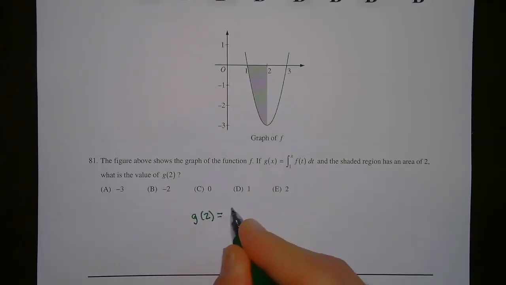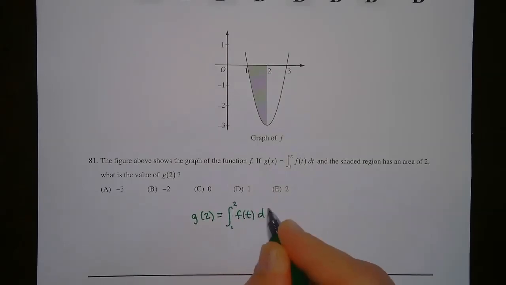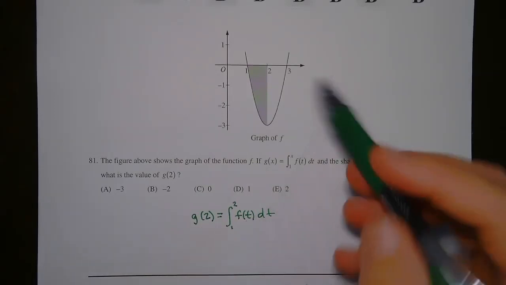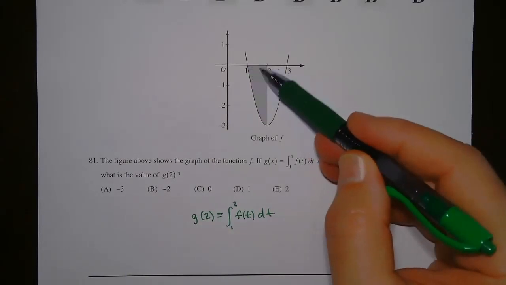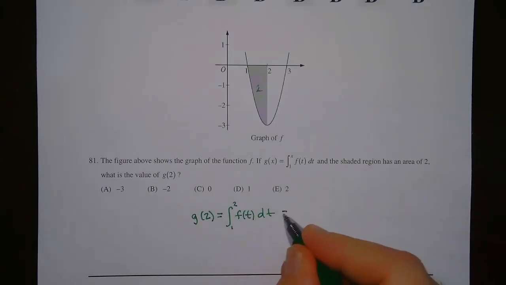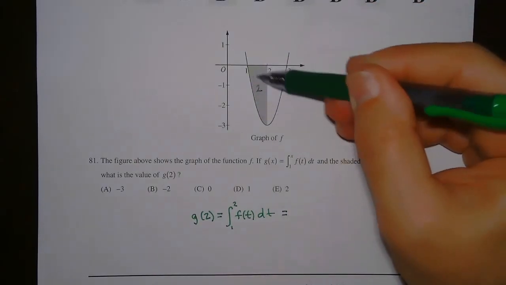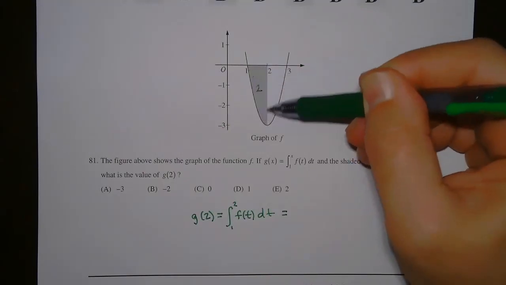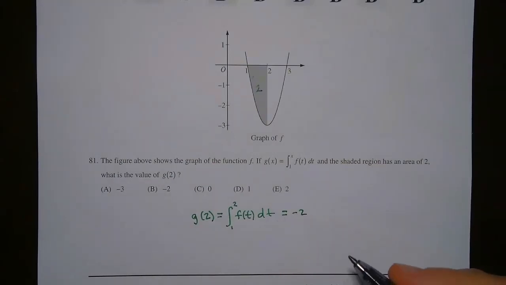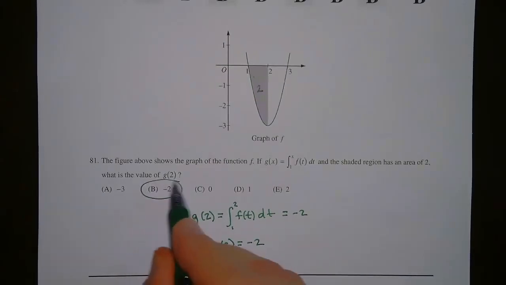g of 2 is equal to the integral from 1 to 2 of f of t dt. So we can use the area for f of t to figure out this integral. They're telling you that this area is 2. Now the area is 2, but this area is below the x-axis, right? So that means the integral would have to be negative 2. So g of 2 is equal to negative 2, and the correct answer, therefore, would be B.